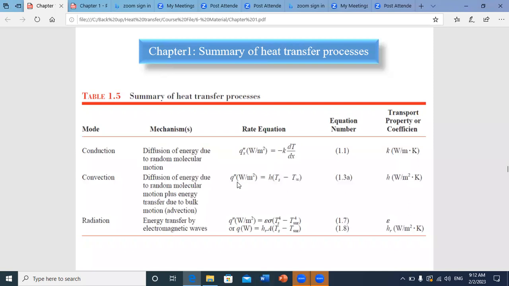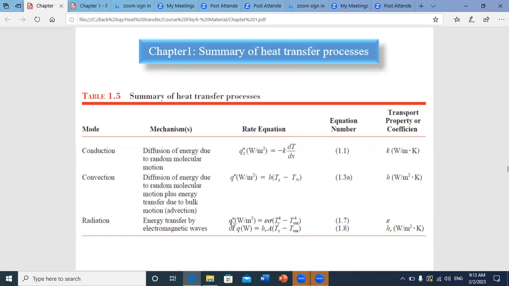And the equation of convection is q double prime equals h times (T surface minus T infinity). The main transport property is the convective coefficient h. While for radiation, it's about energy transfer by electromagnetic waves, and we can express the rate of radiation as h_r times A times (Ts minus T surroundings). This is the linear form.